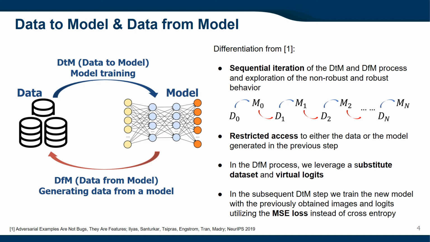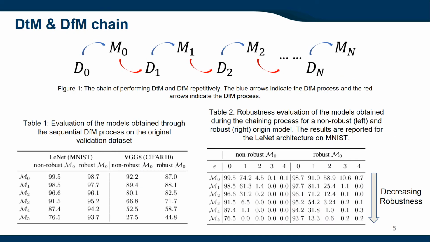For the DtM process, we found that training the model with the MSE loss contributes to better performance. With the MSE loss, the generated model can even outperform the original robust model on the original validation dataset. The process of sequencing DtM and DfM is indicated in Figure 1. Table 1 shows the evaluation of the models at different stages during the chaining process on the original validation dataset.